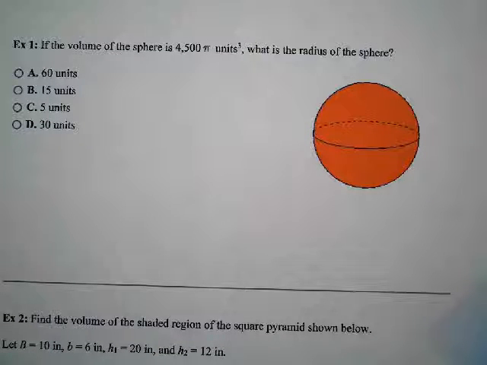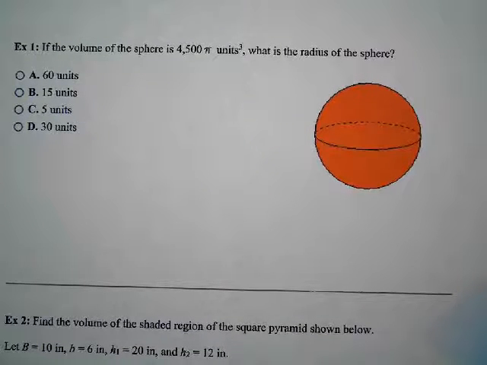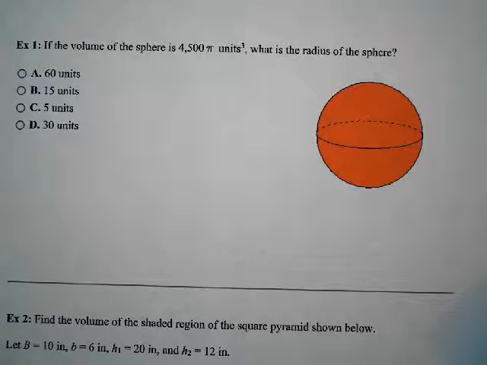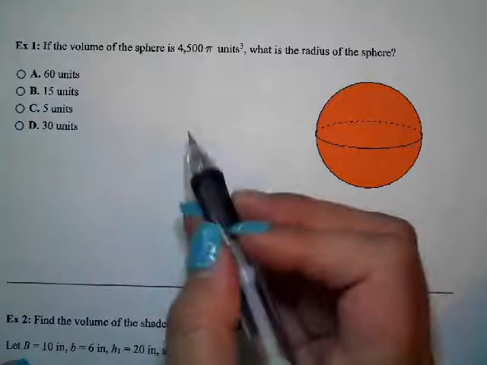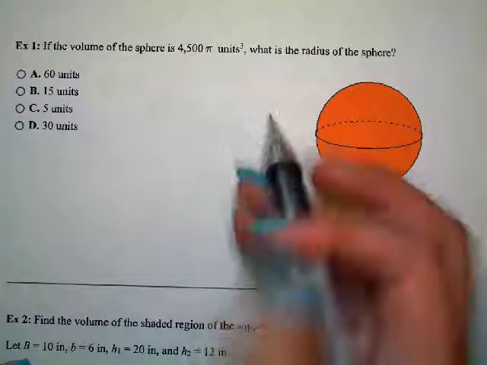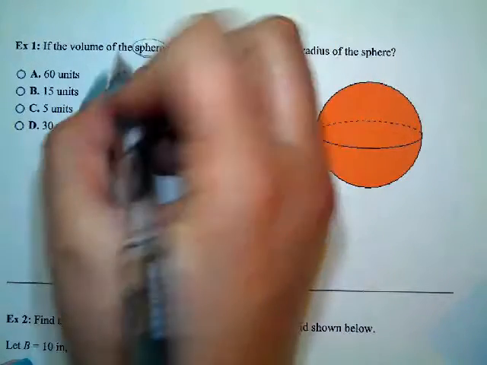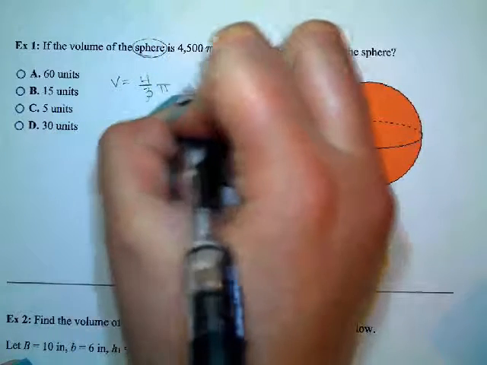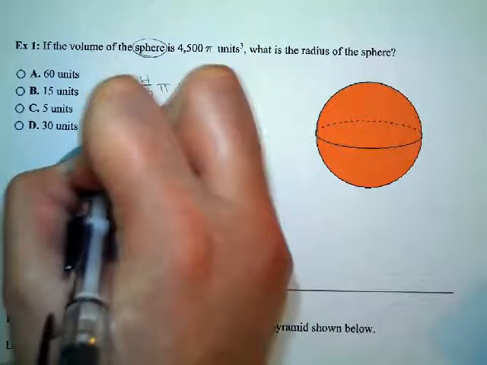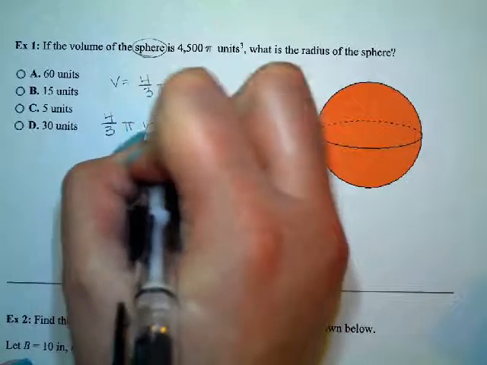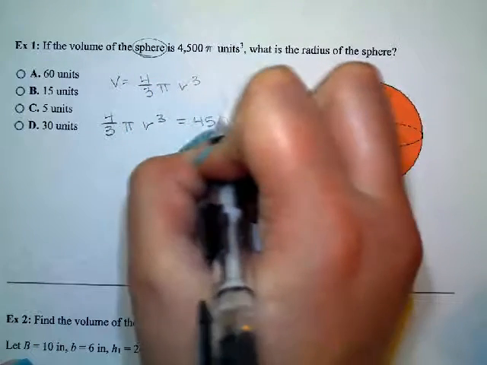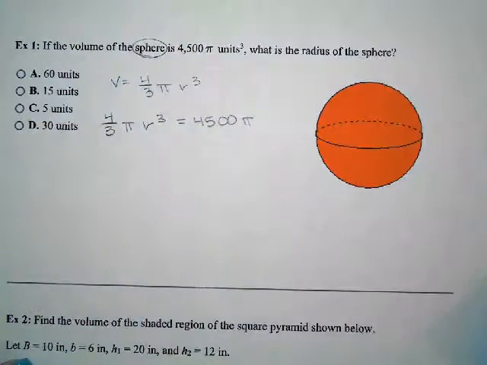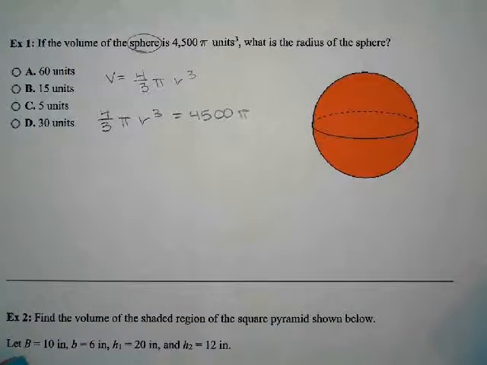So it says if the volume of a sphere is 4,500 pi units cubed, what is the radius of the sphere? So when you see a problem like this, you're just going to write the formula of the volume equals the volume that they gave you. The volume formula for a sphere is 4/3 pi r cubed. So you're going to write 4/3 pi r cubed equals 4,500 pi. And then all we have to do is just solve for r.